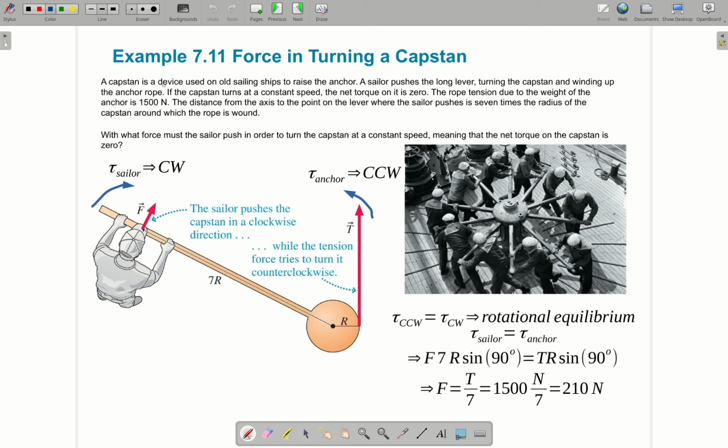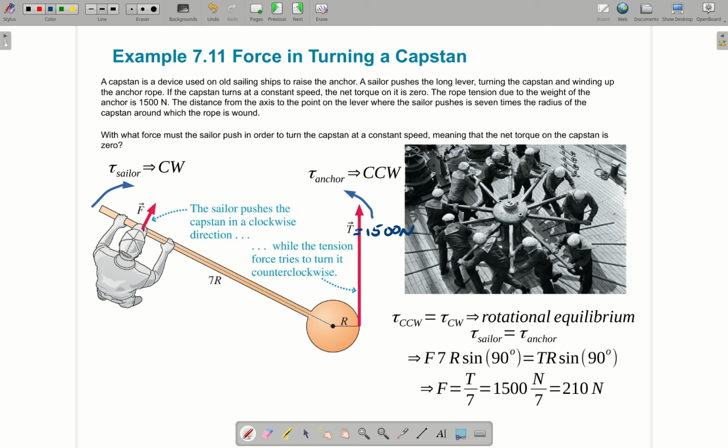A capstan is a device used on old sail ships to raise the anchor. A sailor pushes the long lever, turning the capstan and winding up an anchor rope. Here is the picture of the situation, so we don't have to draw an ugly picture. There is a very nice picture for us again. The rope tension due to the weight of the anchor is 1500 Newton. So this is given to us.